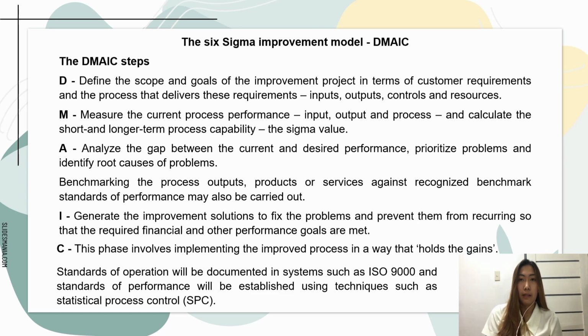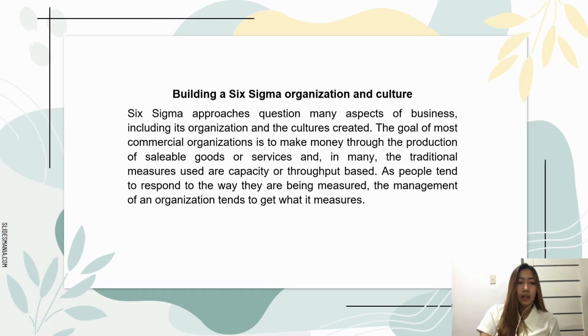This is the SPC. Building a Six Sigma organization and culture. It means the power of building a Six Sigma is to create continuous improvement in the organization and the culture. This Six Sigma approach calls into question many aspects of business, including organization and culture.